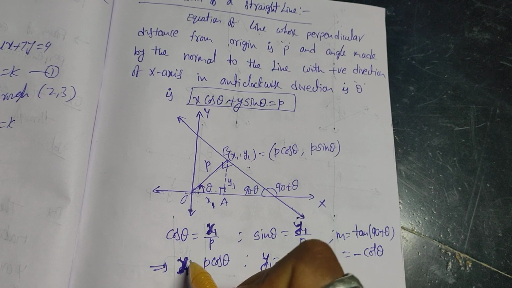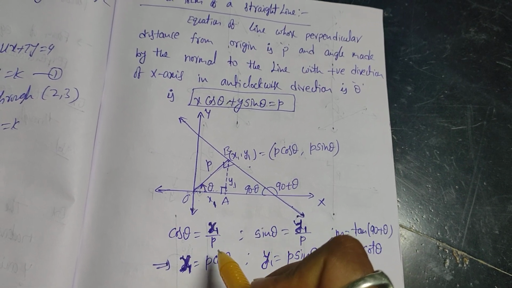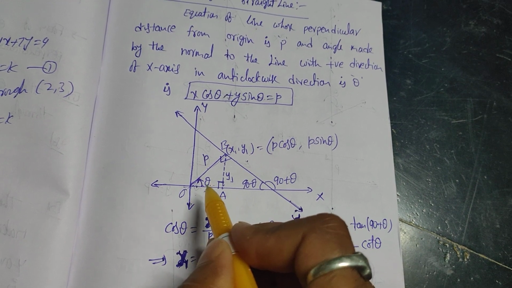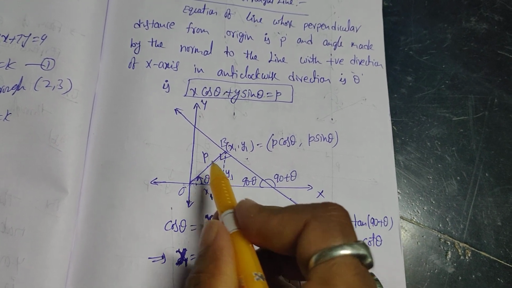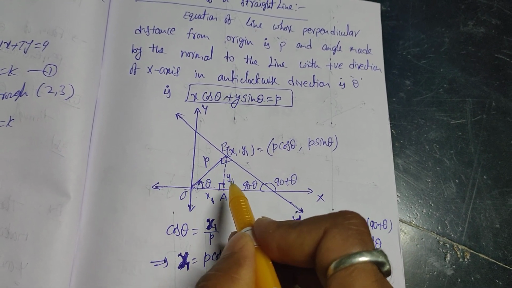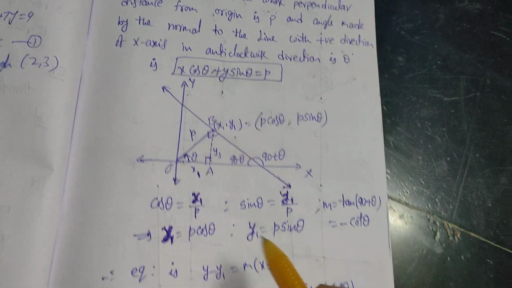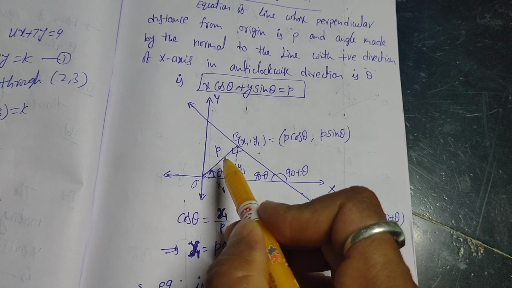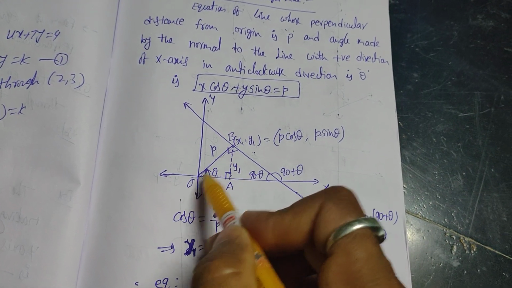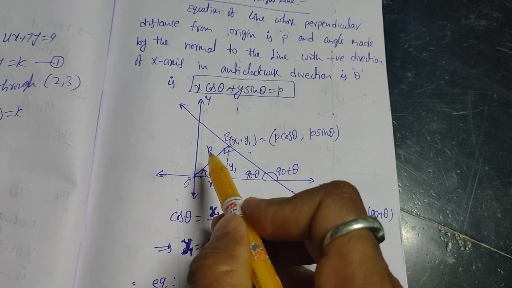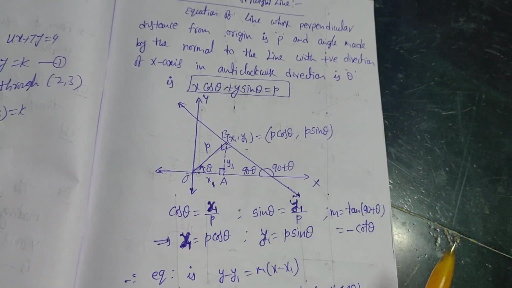So x1 is equal to p cos theta. Similarly, sin theta is opposite side by hypotenuse, that means y1 by p. So p sin theta is equal to y1. You understand here p is the perpendicular distance. Distance you are always considering as positive only. So you understand here p is always positive. That is important.